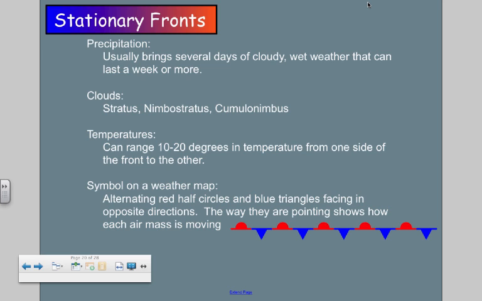Now the symbol on a weather map is a little different. We see alternating red half circles and blue triangles facing in opposite directions. This is because, again, it's a warm air mass and a cold air mass pushing against each other. So if you look at this example down here, the warm air mass is pushing up towards the top of the screen. The cold air mass is pushing down towards the bottom of the screen. So if you see something like this on a weather map, you know it's a stationary front.